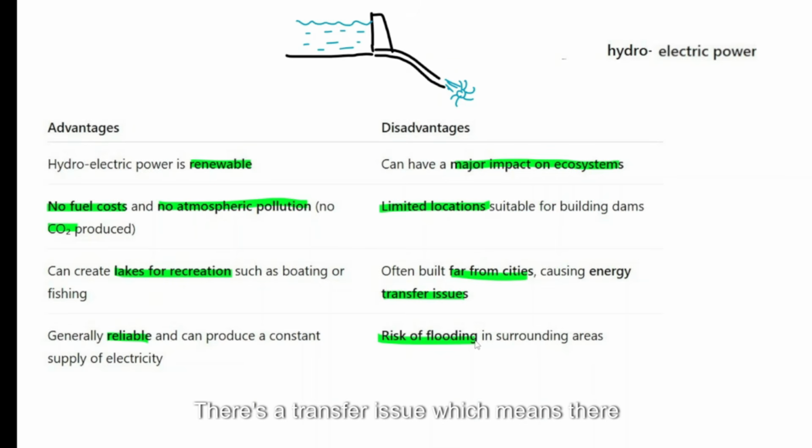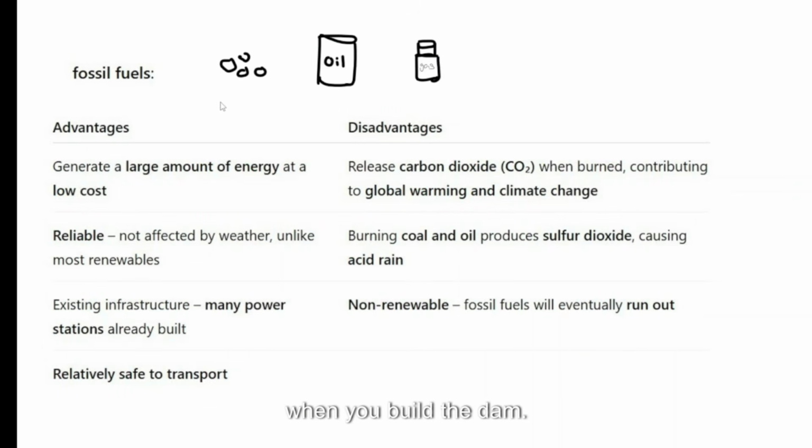There's a transfer issue, which means there will be loss of energy, and a risk of flooding when you build the dam.